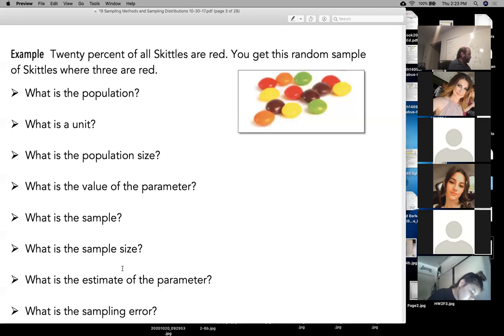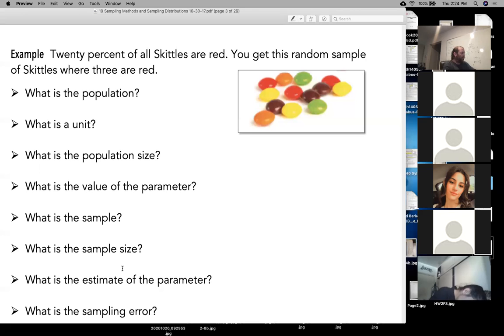What is the sample? The 3 that are red. The 3 that are red is not the sample. The sample is our handful of Skittles that we have. How many Skittles do we have? 13, but that's not the size, that's the sample size. The sample is those 13 Skittles. We are using that to estimate the true value.